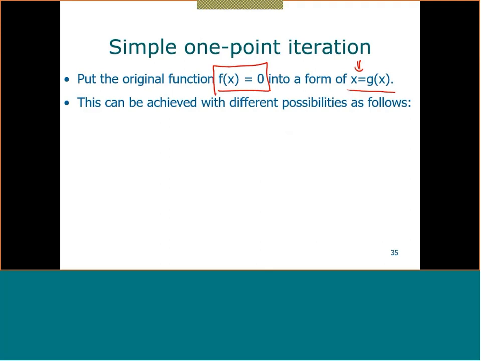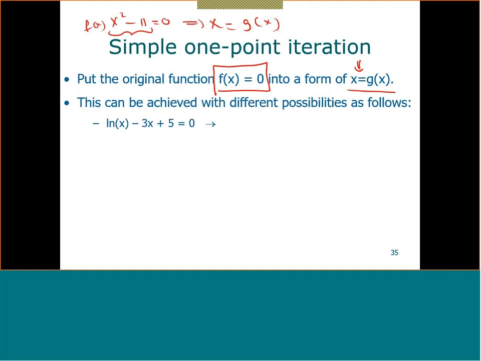For example, in the first question, we have x squared minus 11 equal to 0. So this is your f of x. Now I need to put this in the format x equal to g of x. And now this looks tricky for me. How can I go from here to there? I will come to it. But let's start with something very simple at the beginning.